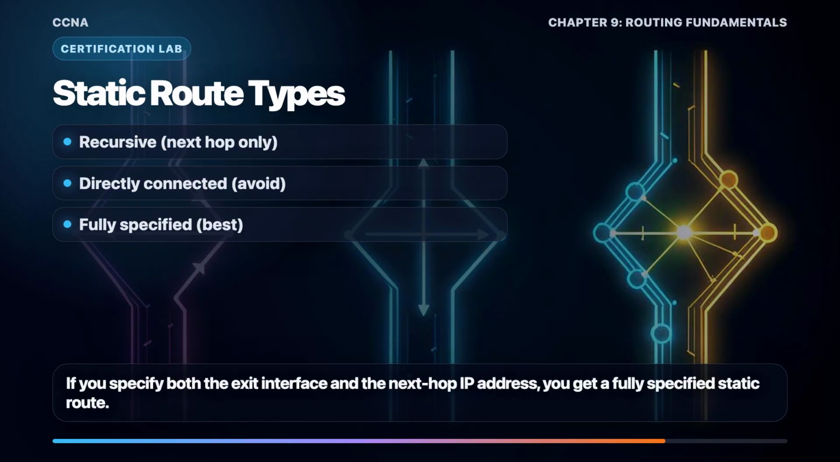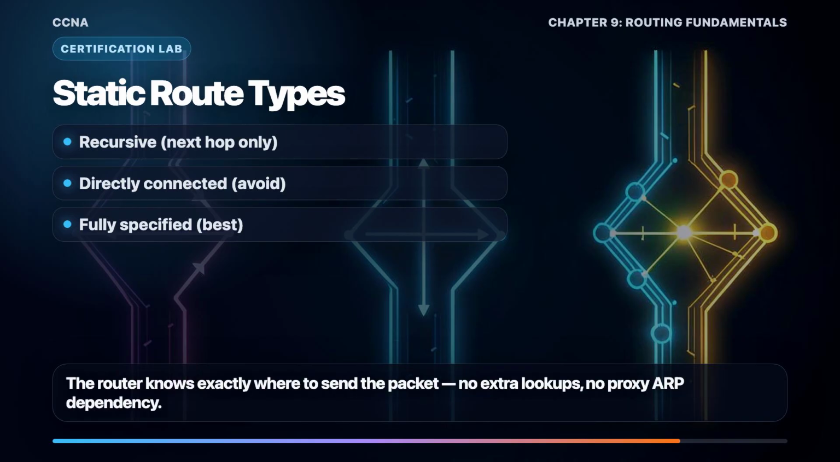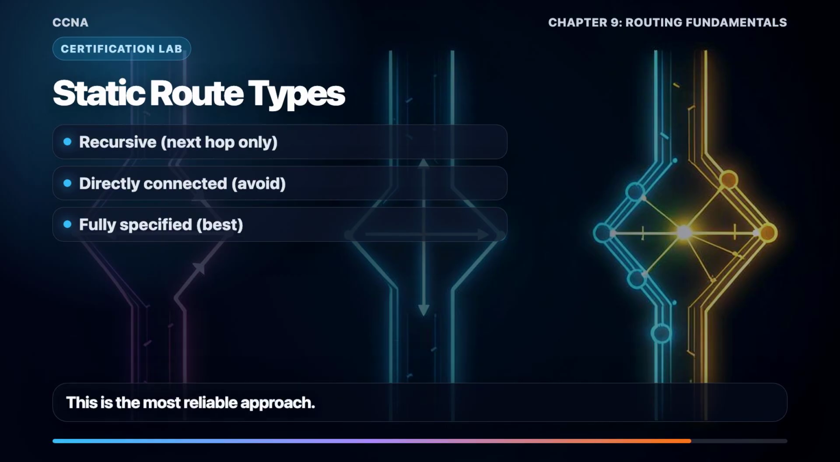If you specify both the exit interface and the next hop IP address, you get a fully specified static route. The router knows exactly where to send the packet. No extra lookups, no proxy ARP dependency. This is the most reliable approach.